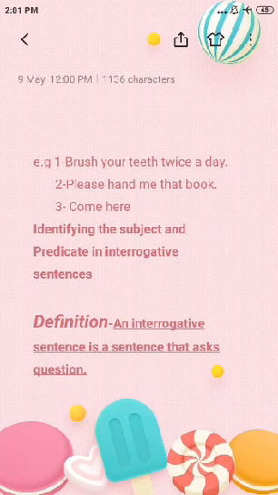Now look at the third example. Come here. It's a command as we are giving an order to someone. But here whom are we talking about? The subject is you, which is hidden as it is understood that we are talking to another person. So that means come here is the predicate here and you is the subject.